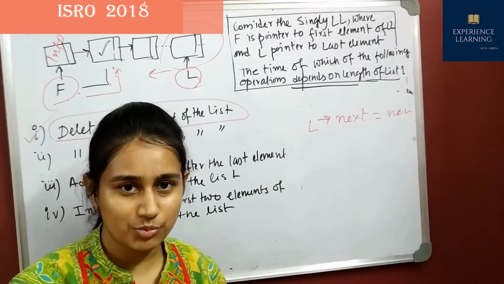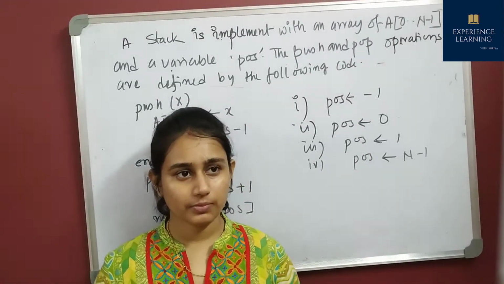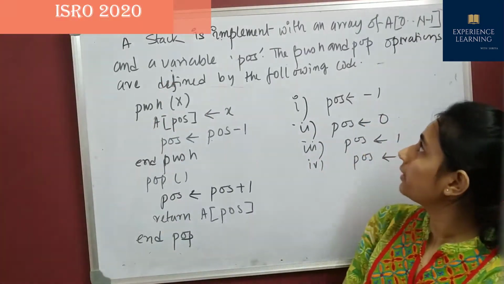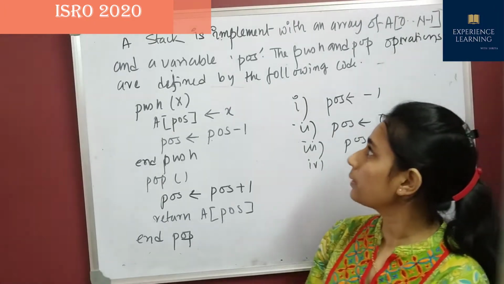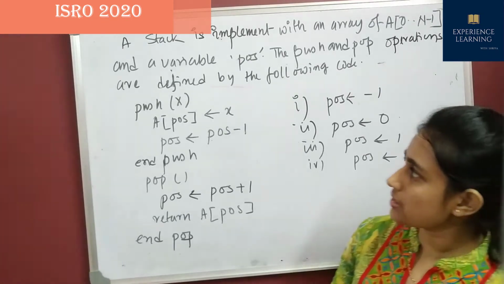Okay, go to the next question. In the next question, we can see it is given that a stack is implemented with an array A[0 to n minus 1] and a variable pos. The push and pop operations are defined.